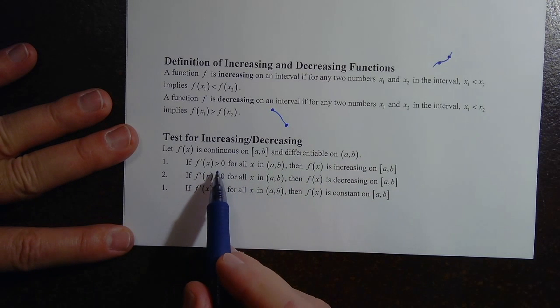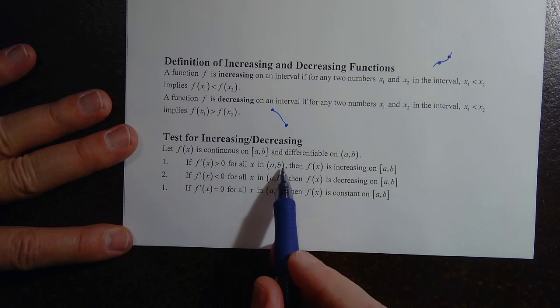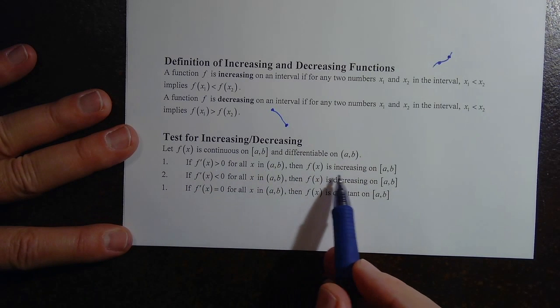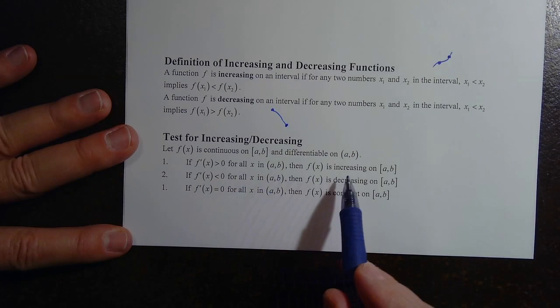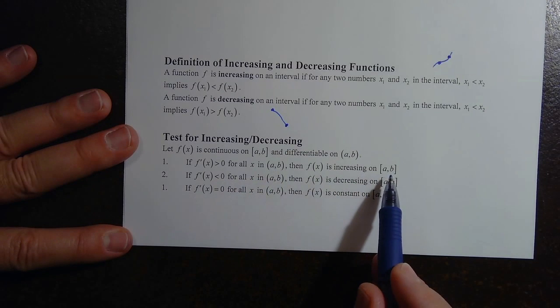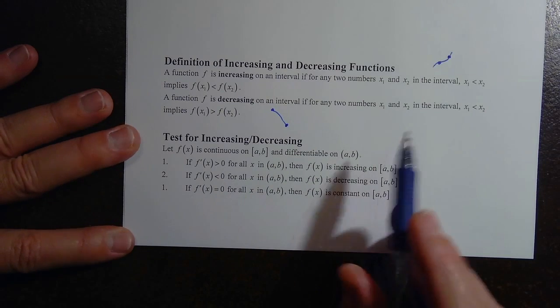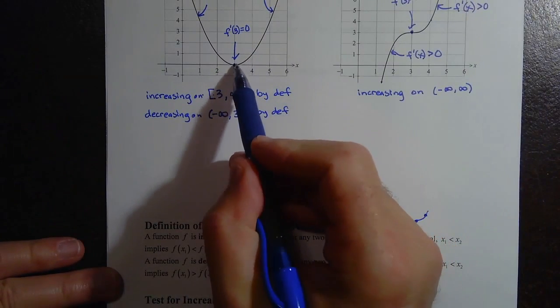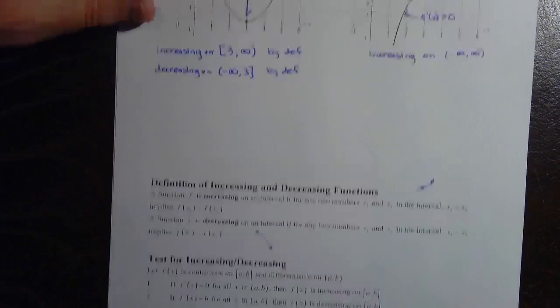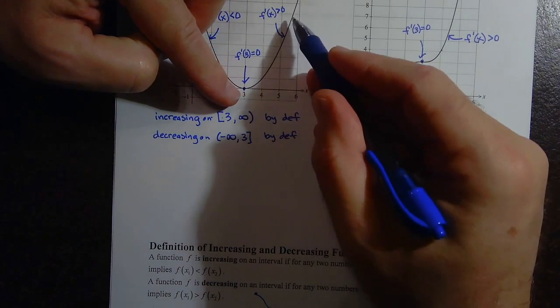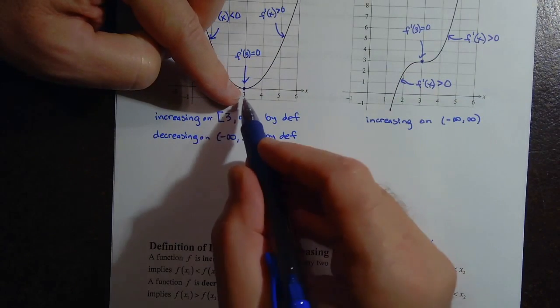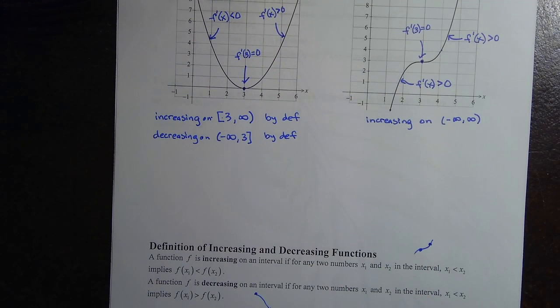If f prime of x is greater than 0 for all x in the open interval a to b, then f of x is increasing. Now notice, the derivative has to be positive on the open one, right? And then we would say it's increasing on the closed one, all right? So this is how we pick up the 3, okay? So the derivative is positive, not including 3, right? So f prime of x is greater than 0 from 3, not including 3, to infinity. But we would say it's increasing starting at 3 and going on to infinity.